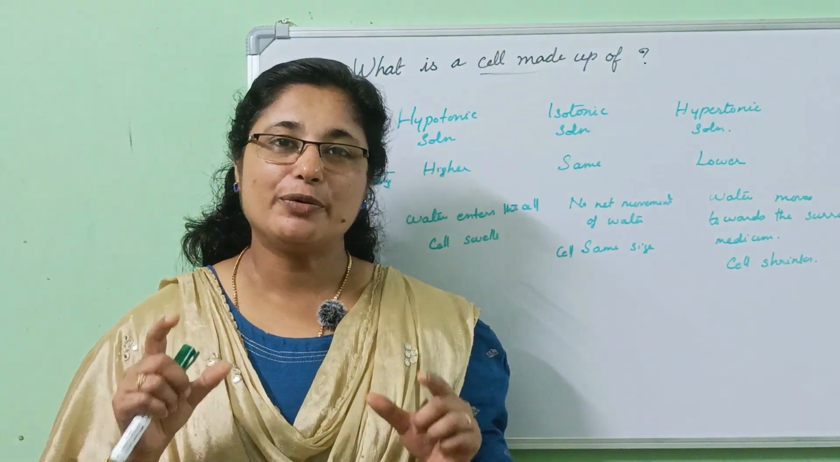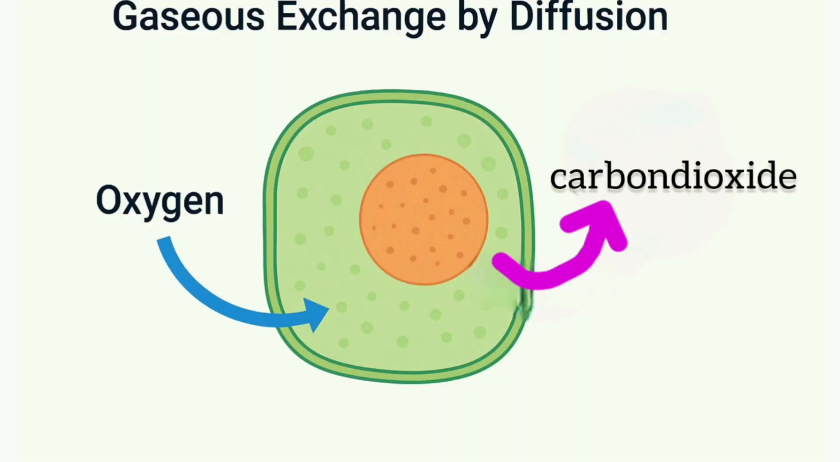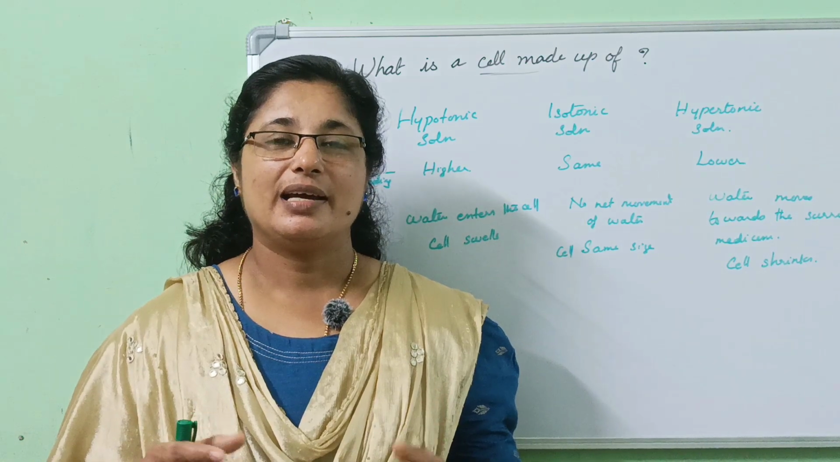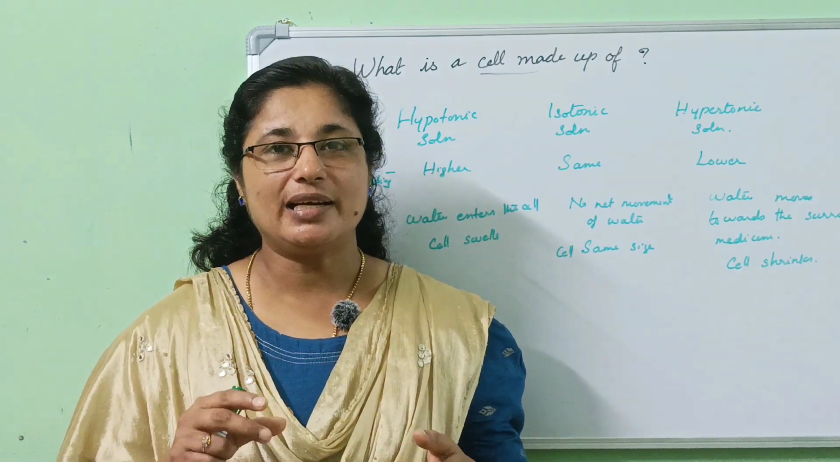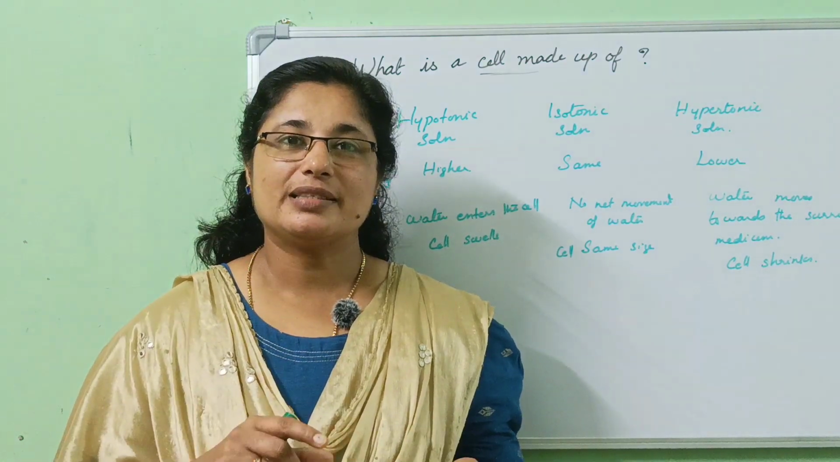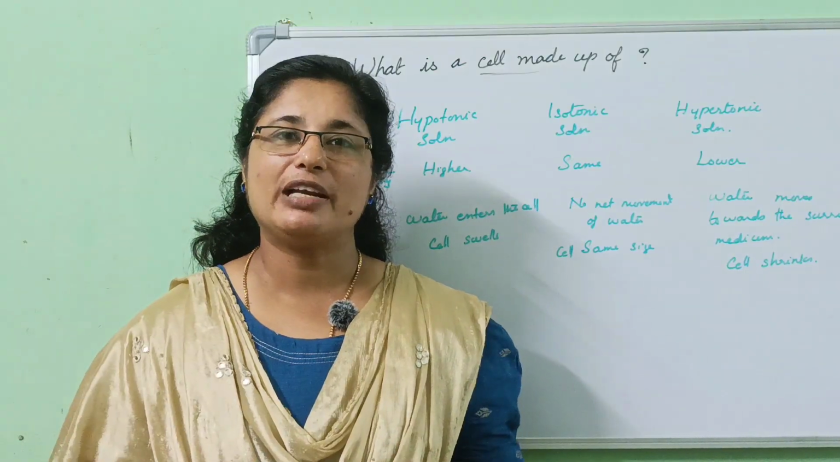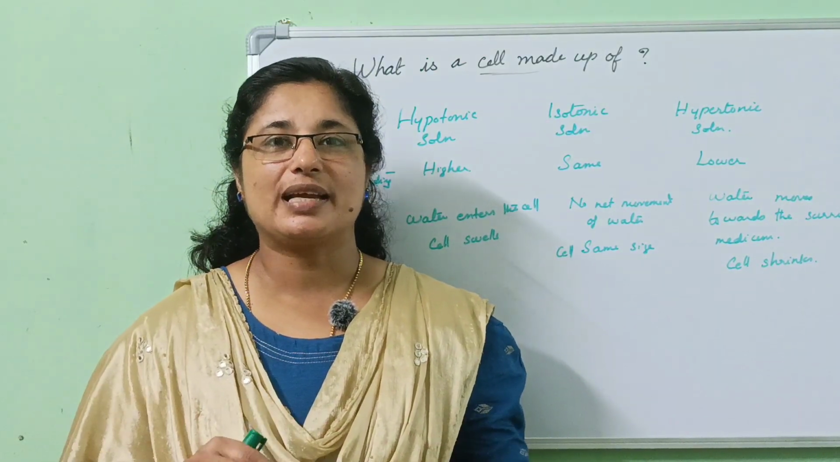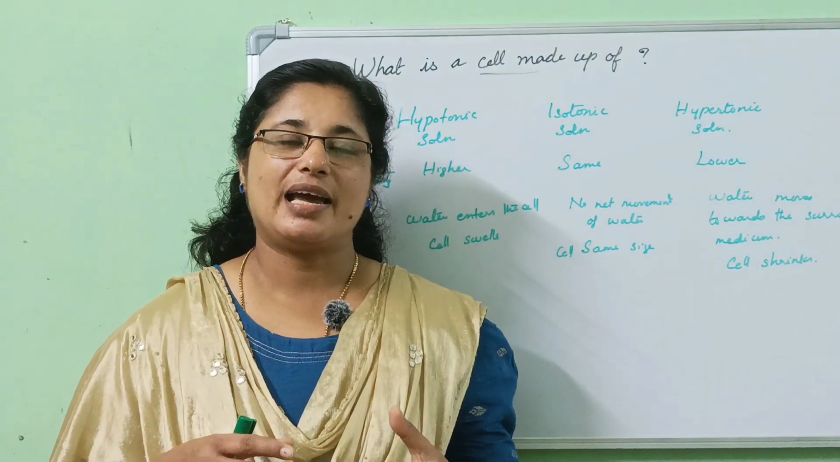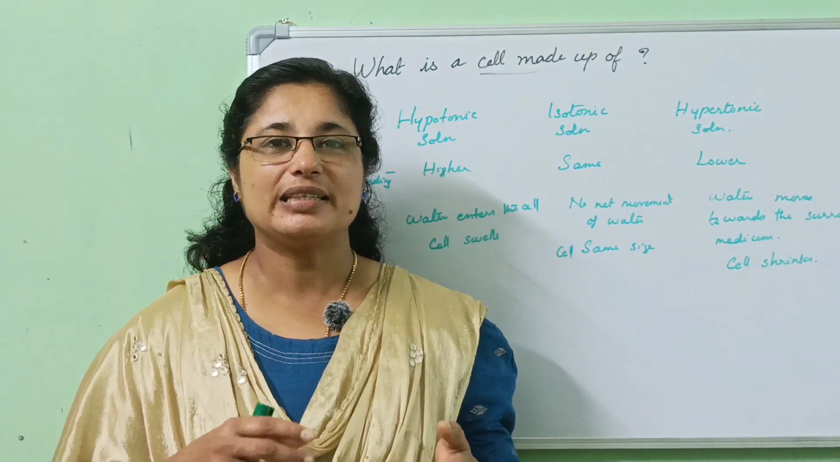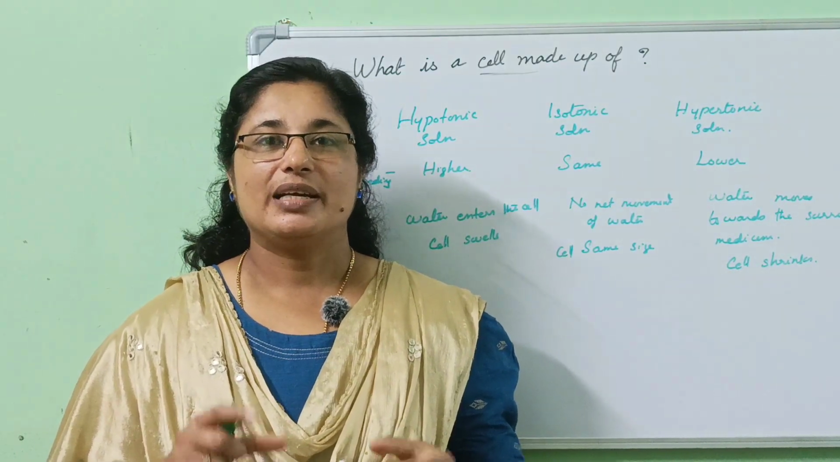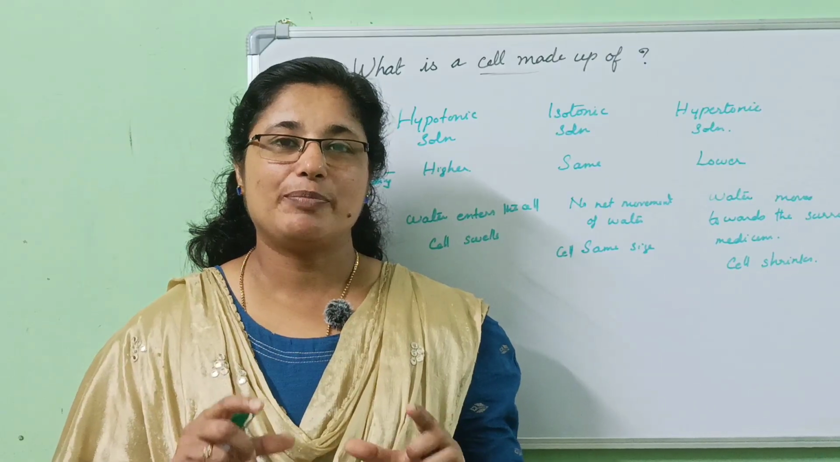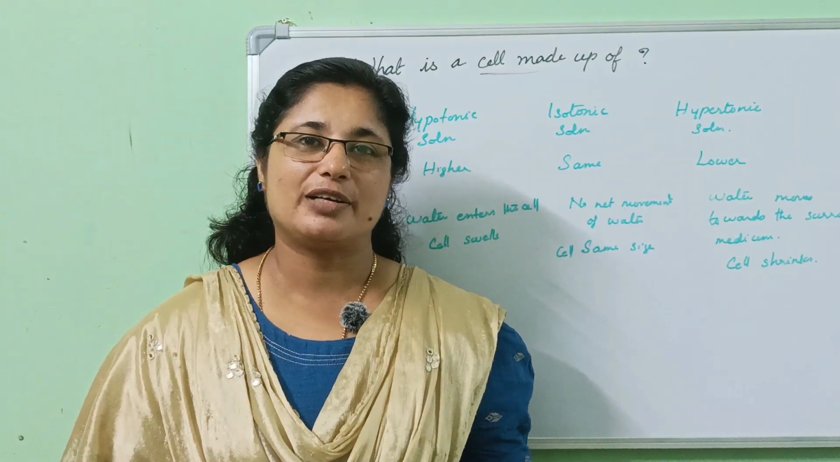Diffusion plays an important role in the exchange of gases and water in the life of the cell. Along with this, the cell needs nutrients, and it takes them from its surrounding medium. The movement of nutrients in and out of the cell needs energy, and movement of nutrients using energy is called active transport.